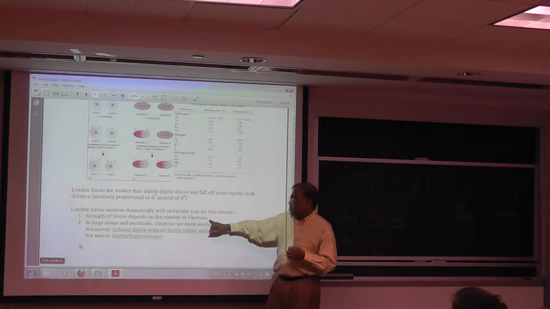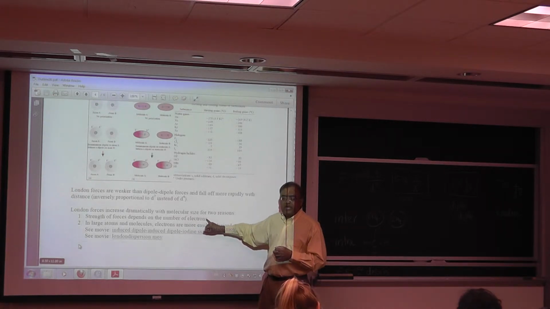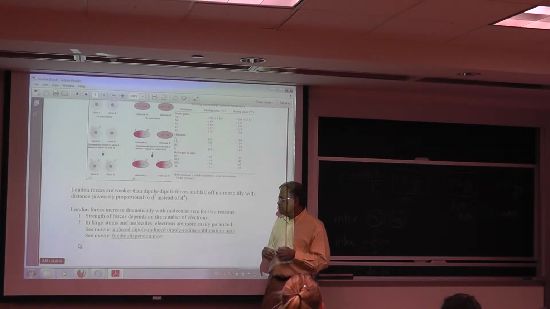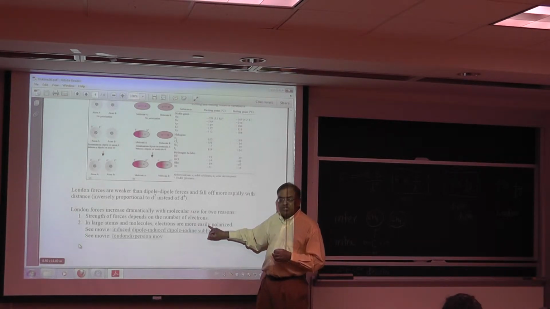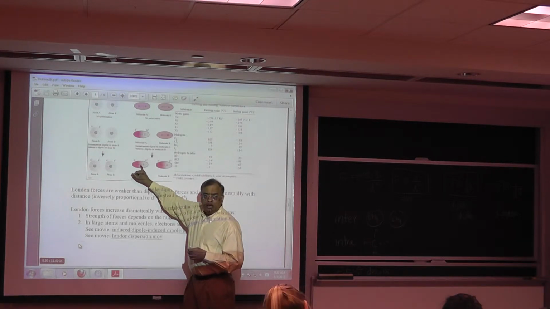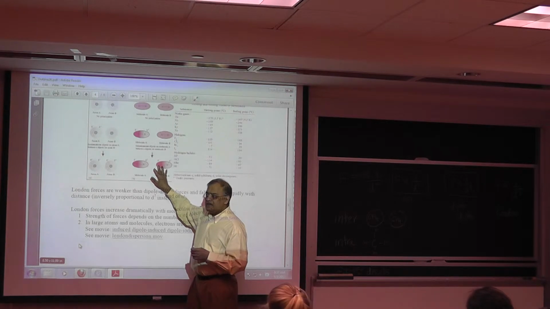The strength of the London dispersion forces depends on the number of electrons. The more electrons you have, the more instantaneous dipoles you can create, and therefore the stronger the London dispersion forces. The London dispersion forces also depend on the polarizability of atoms and molecules. So look at this. For this instantaneous dipole to create another instantaneous dipole, this electron density must shift very easily.